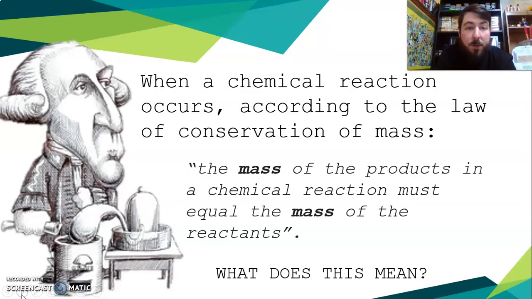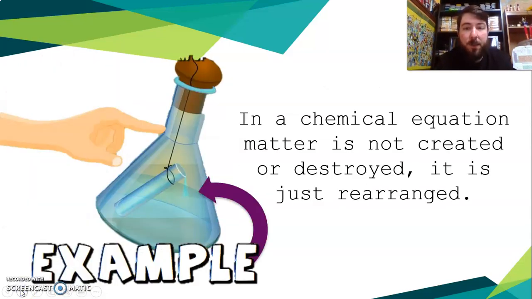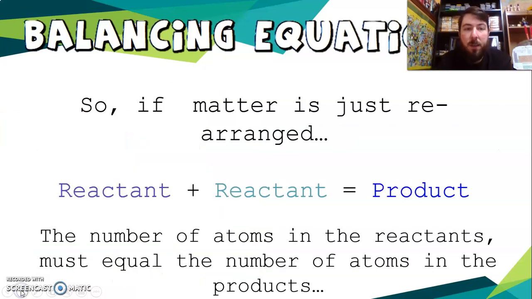Alright, so basically there's this thing that governs how chemistry works. It's called the law of conservation of mass. Basically it says that the mass of what we create in a chemical reaction has to equal the mass of what we started with in the chemical reaction. So basically what that means is we can't create or destroy matter. We're just basically rearranging the pieces into different combinations.